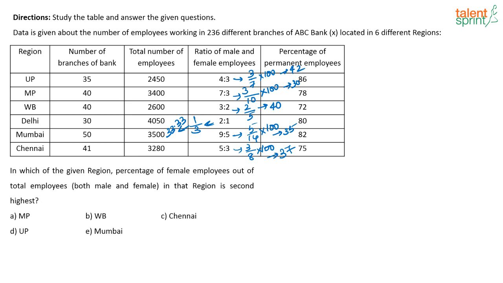Now what is the question? In which of the given regions is the percentage of female employees out of the total employees in that region second highest? So which is the highest? Highest will be UP, correct, because it is 42 point something, greater than 40 basically, and second highest will be this 40, because everything else is less than 40. So this is definitely the second highest. So your answer has to be West Bengal.